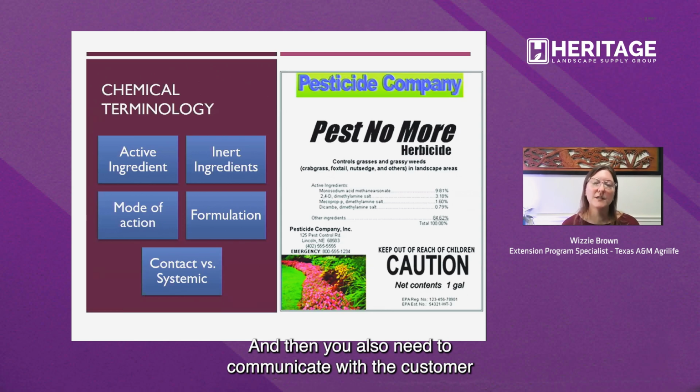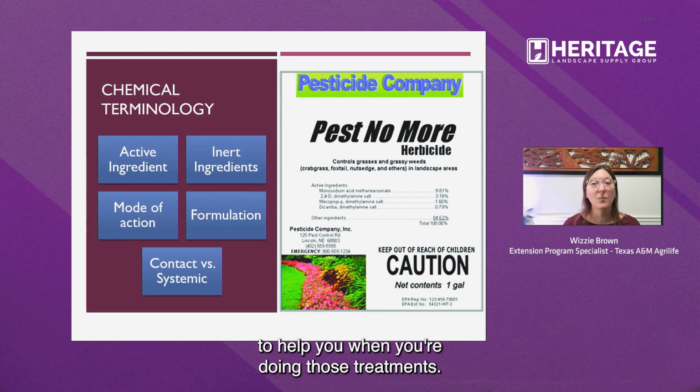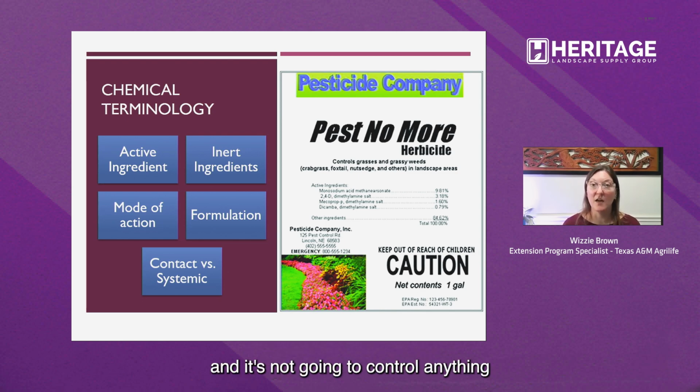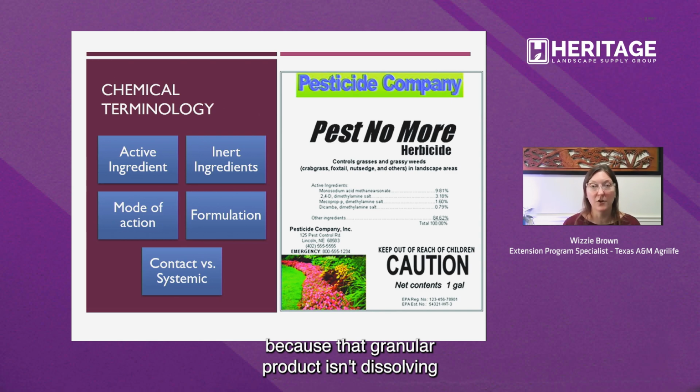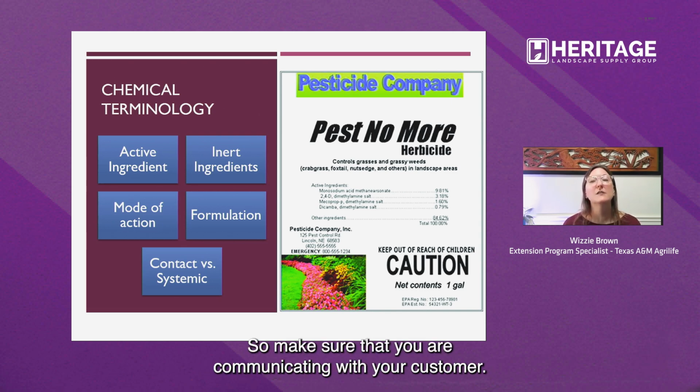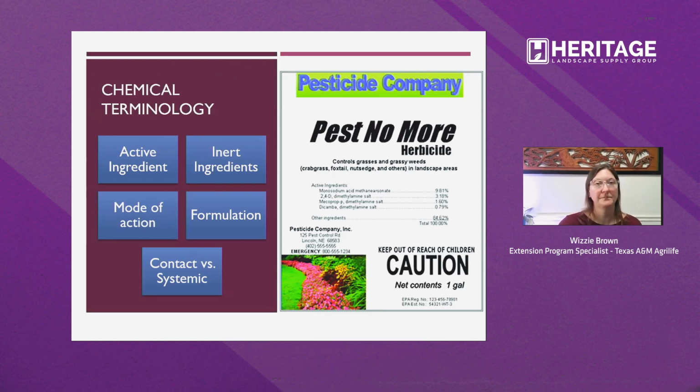And then you also need to communicate with the customer what they need to do to help you when you're doing those treatments. So if you are putting out a granular product, tell that customer, communicate with them that they need to water that in, because if they don't water it in and it doesn't rain, then it's just going to sit there and it's not going to control anything because that granular product isn't dissolving and getting carried down into the soil. So make sure that you are communicating with your customer.